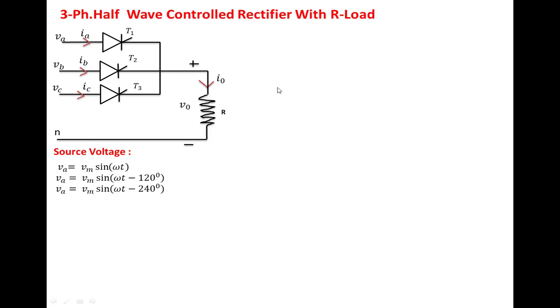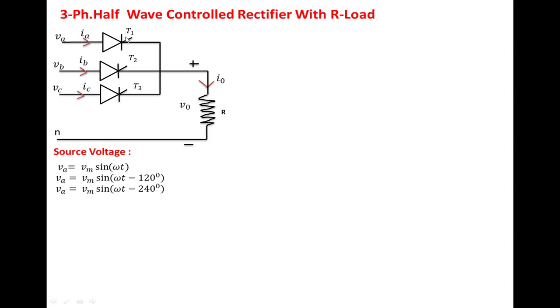In this class, we are going to discuss the three-phase half-wave controlled rectifier with resistive load. This is the circuit diagram. This is phase A voltage, phase B voltage, phase C voltage. These are the positive directional source currents. SCR1, SCR2, SCR3. At this point and neutral, we have connected the load.